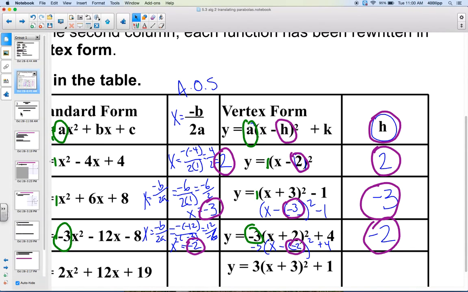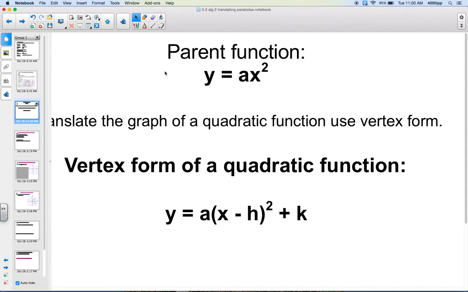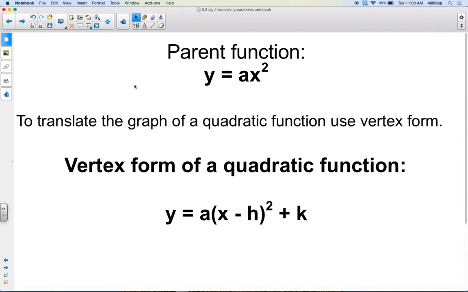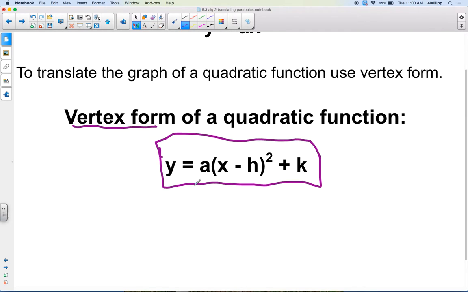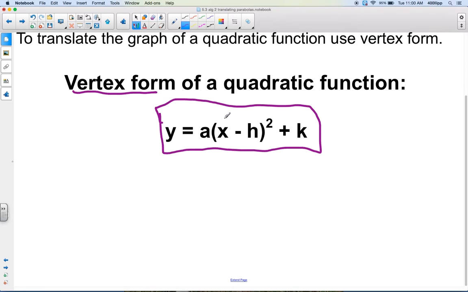So let's take a look at the parent function first. We've graphed the parent function. We know what it looks like. And now we're going to be looking at vertex form. So here's vertex form. And we looked at it a little bit in that little activity there. We need to know this form. So a times x minus h squared plus k. Notice that the value of a here is the same as when it's in standard form. And then your h and k, that's going to be your vertex.